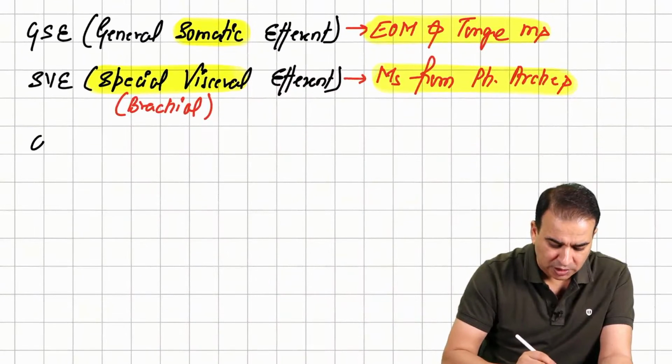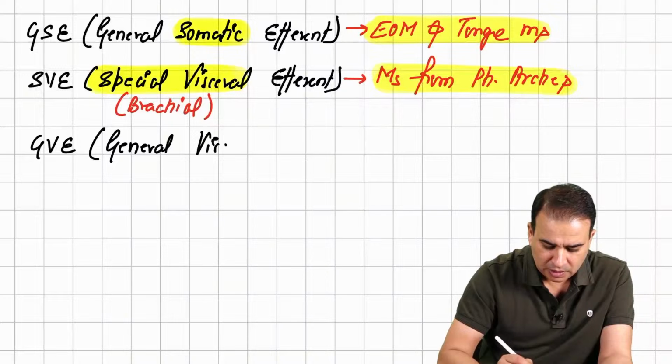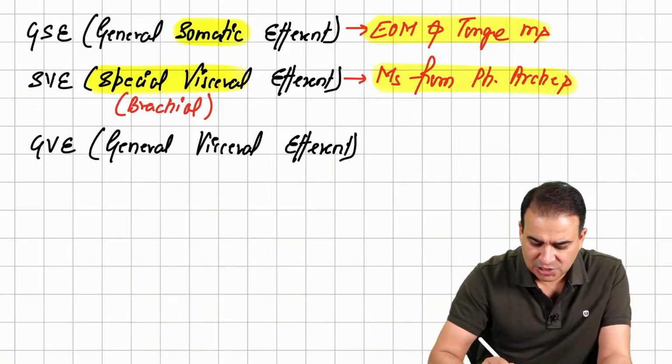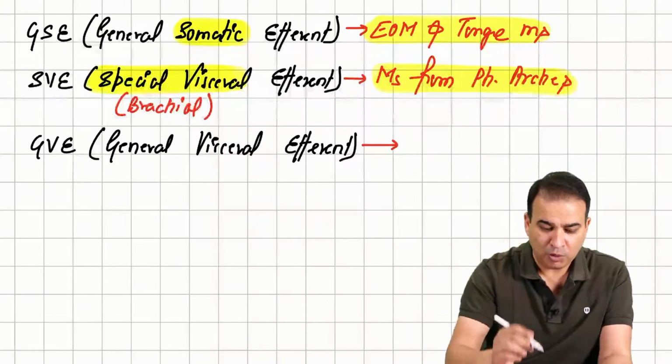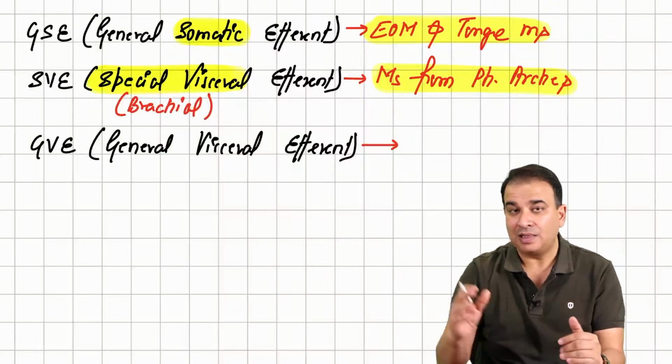Which brings us to our third column, that is the GVE column. Well, the GVE column is for what? It is general visceral efferent, guys. Now when I say general visceral efferent, I can understand the meaning of general visceral efferent by looking at the previous two columns.